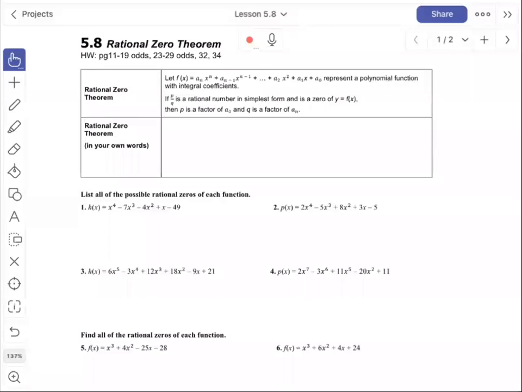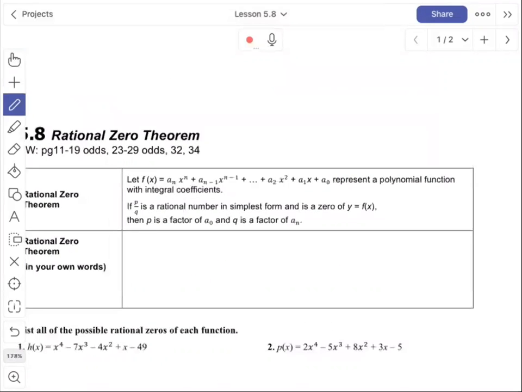Oh, there's Arwen. Okay. So we have our lesson 5.8, rational zero theorem. All right, rational zero theorem. So what we're going to do is use this theorem to help us find all rational zeros of a polynomial. Okay, so let's dive into this.